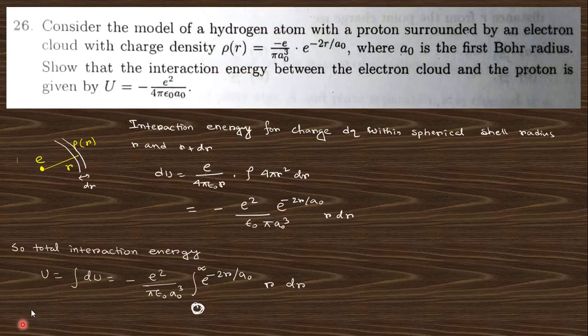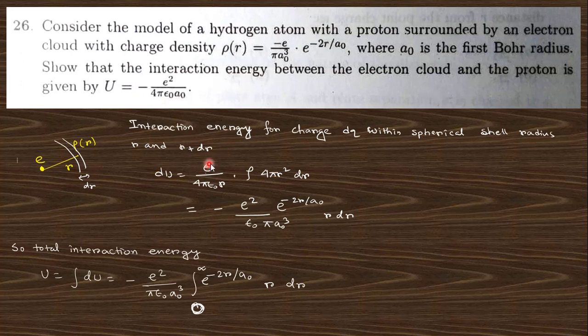Go to the next question. Consider a model of a hydrogen atom with a proton surrounded by an electron cloud with charge density like that. So there is a proton and there is a charge density of electron placed like that, where A0 is the first Bohr radius. Find the interaction energy between the electron cloud and the proton. Due to this proton we get the potential, and multiplying by charge we get the potential energy, the interaction energy.